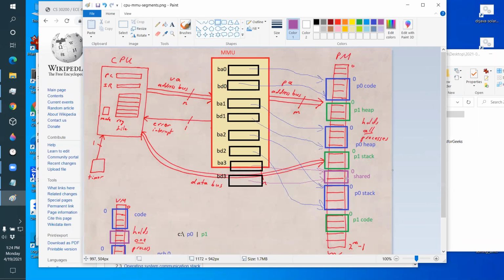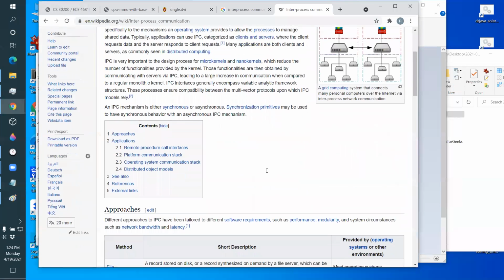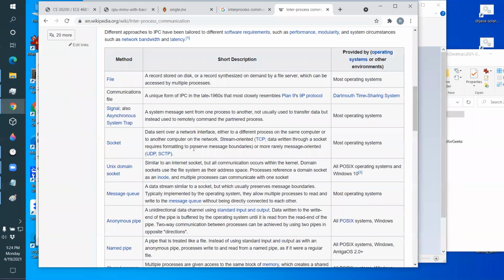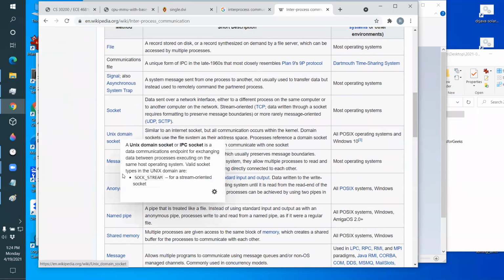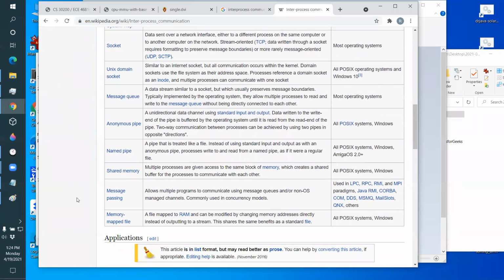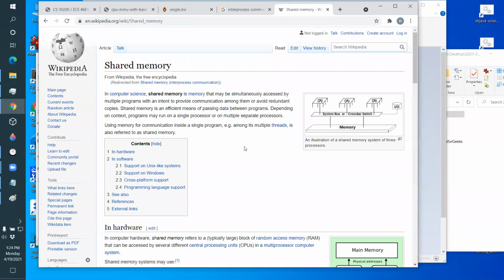Okay, and then there are others: pipes, sockets. If you go to this page here, they list a whole bunch of them: domain sockets, message queues, anonymous pipes, named pipes, shared memory. See, here's the one we're talking about, shared memory. It's even got its own Wikipedia page.